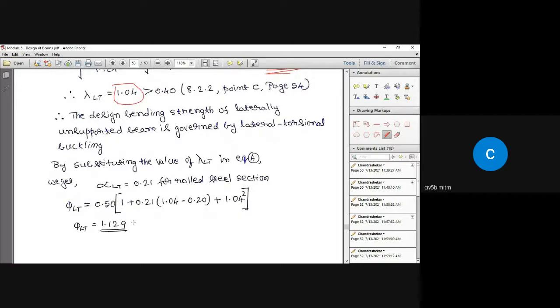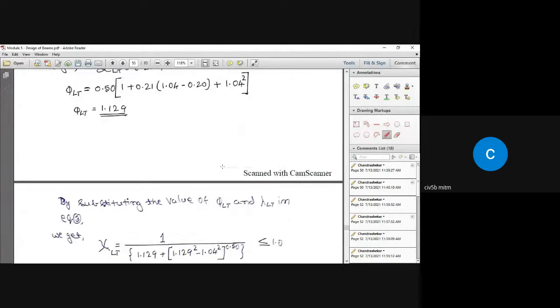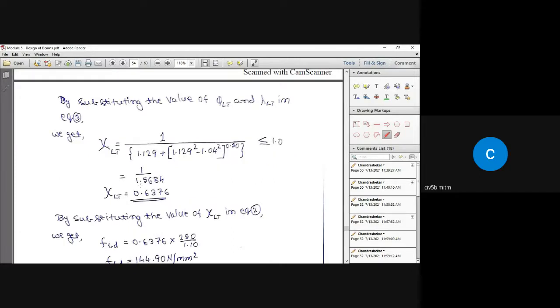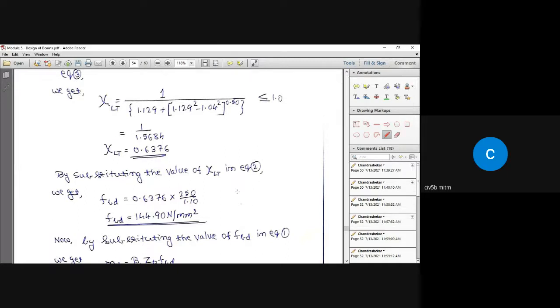So keep substituting the values. Finally, we get phi LT equal to 1.129. Again, go to the next formula, one step above, and find out what is chi LT. What is the value of chi LT we got? That is 0.6376. Of course, that is less than or at most equal to 1.0. So again, substituting that value in equation 2, that is chi LT multiplied by Fy divided by gamma MO, we get the value of FBD equal to 144.90 Newton per millimeter square.